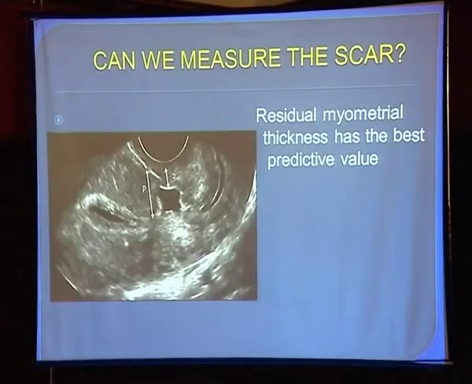Not only can we see the scar, we can even measure it. Several measurements have been proposed, but out of all these, the thickness of the remaining myometrium over the scar has the best predictive value. It is otherwise called the residual myometrial thickness. It helps in differentiating between small and large defects.